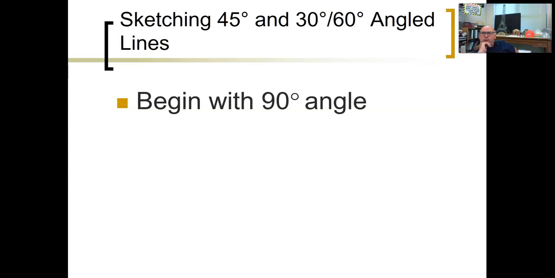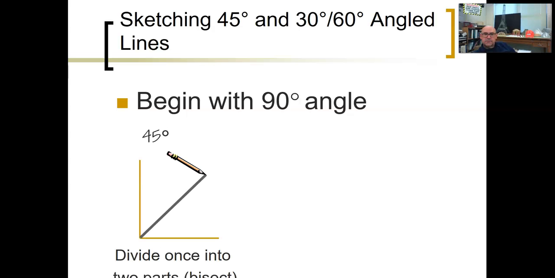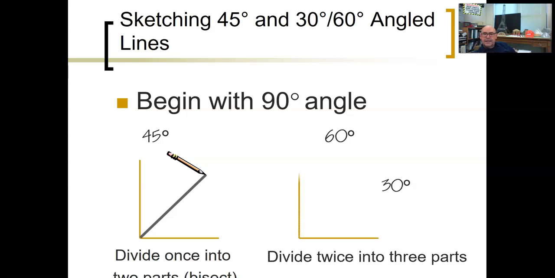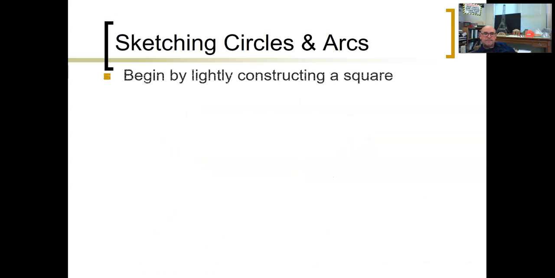All right, how do we sketch a 45-degree angle? Well, the easiest way, start with a 90-degree angle, an L, and then bisect or cut it in half. So divide it into 2 equal parts. How about an angle of 30 or 60 degrees? Draw you a 90 and cut it into 3 equal parts or divide it twice, okay? So you're dividing it into 3 equal parts. So these are our 2 ways of getting the most common angles that we use a lot. Other angles, you just pretty much have to guess at, okay?